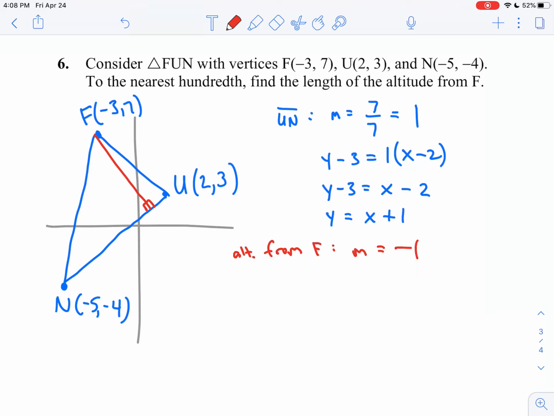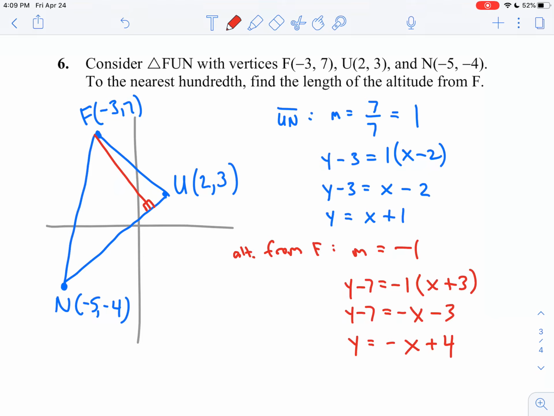Now we want to use point slope. This is the only point that we know on that line or segment, so we're going to use that point. So y minus 7 equals the slope of negative 1 times x plus 3. Let's go ahead and distribute. I don't need to write the 1. So negative x minus 3. So our red equation is y equals negative x plus 4.